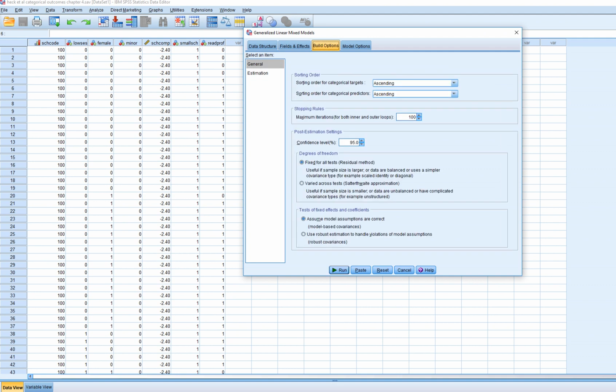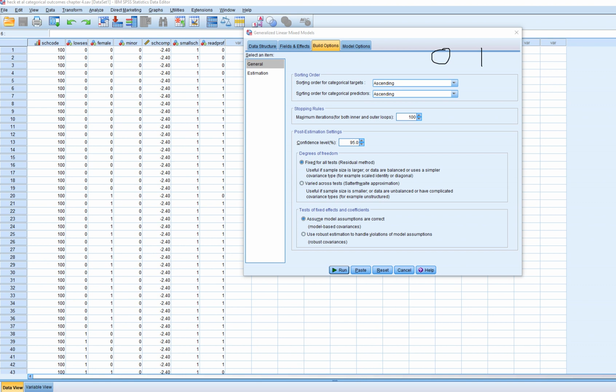Under Build Options, you'll see it says Sorting Order for categorical targets and categorical predictors. So what this does is it impacts which group on your nominal or ordinal variables is going to be treated as a reference or baseline group, and which one's going to be treated as a target group. When it's set as ascending, then basically in our data set we have two groups for those variables, group coded 0 and group coded 1.